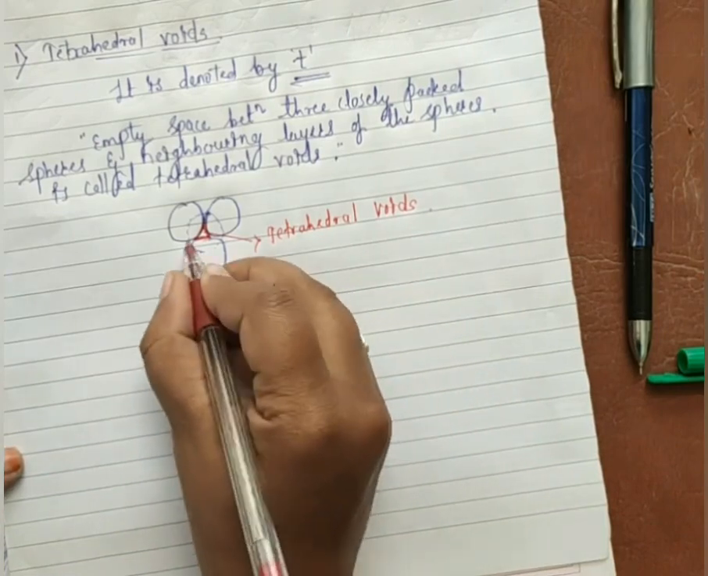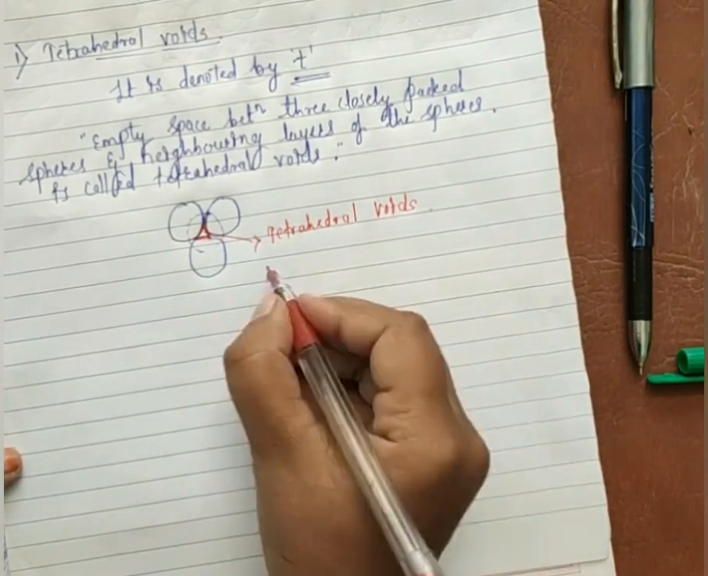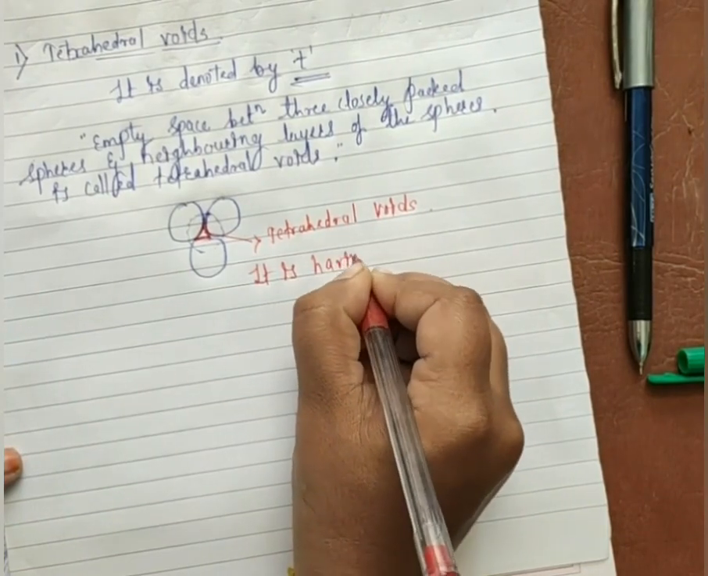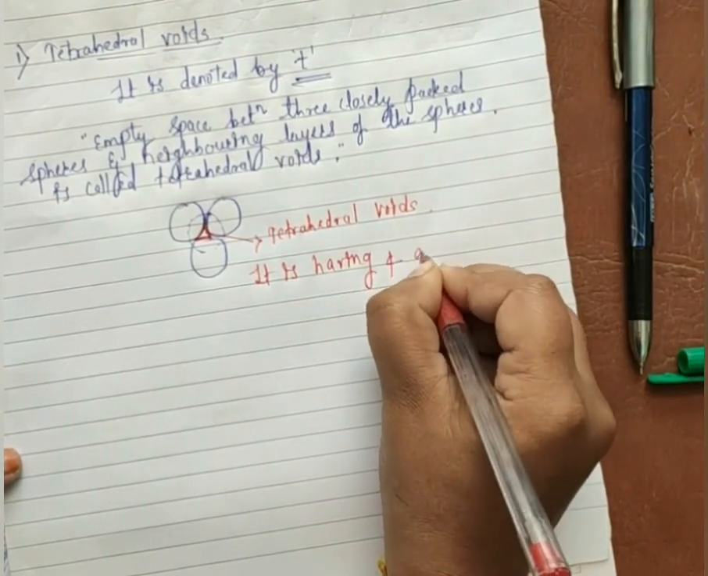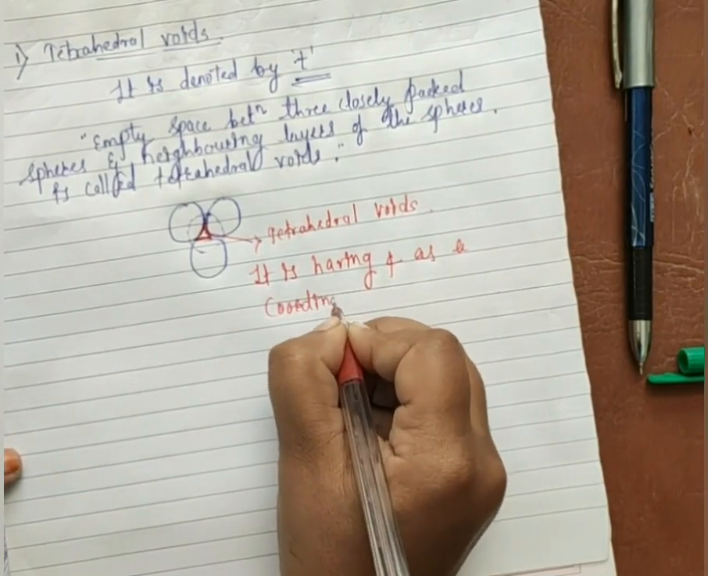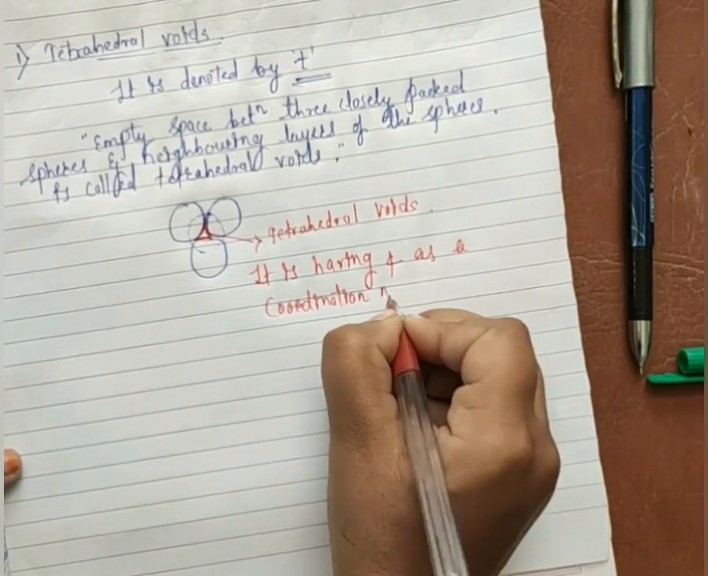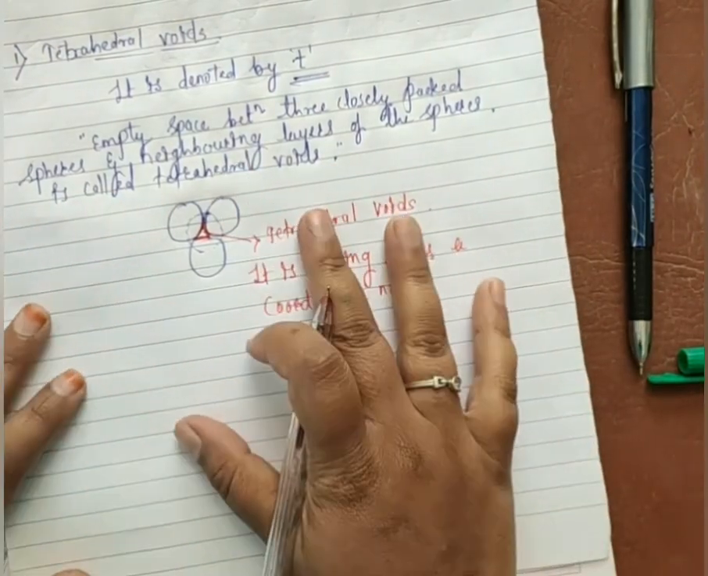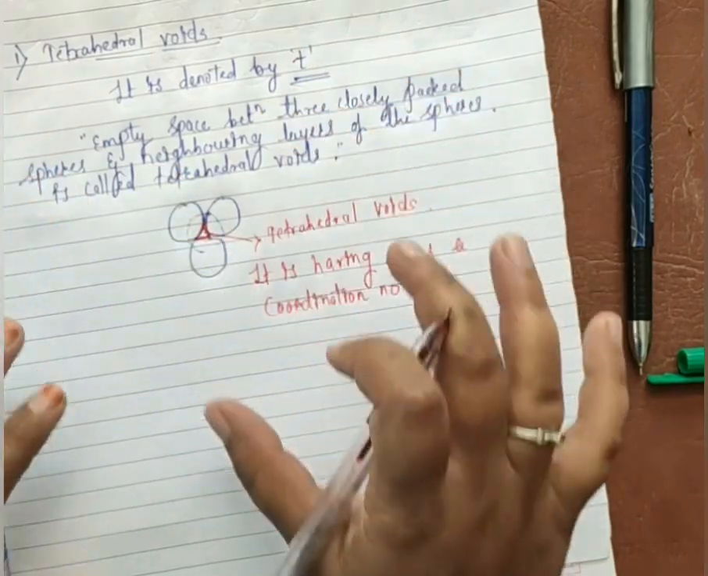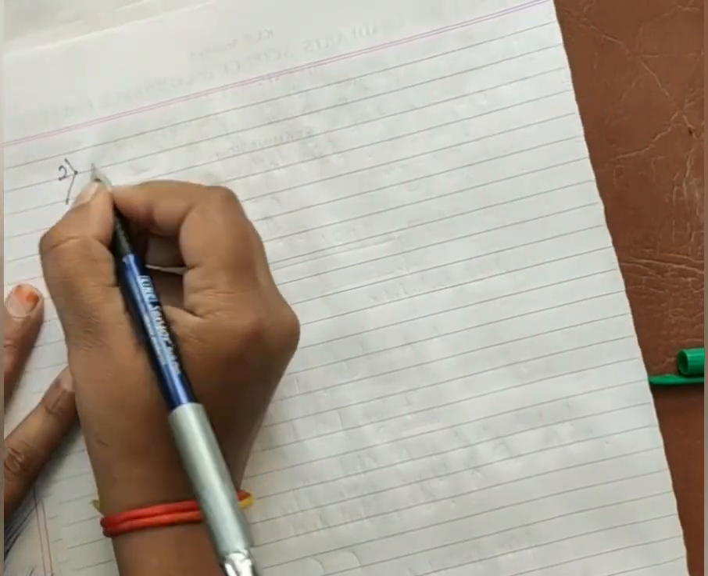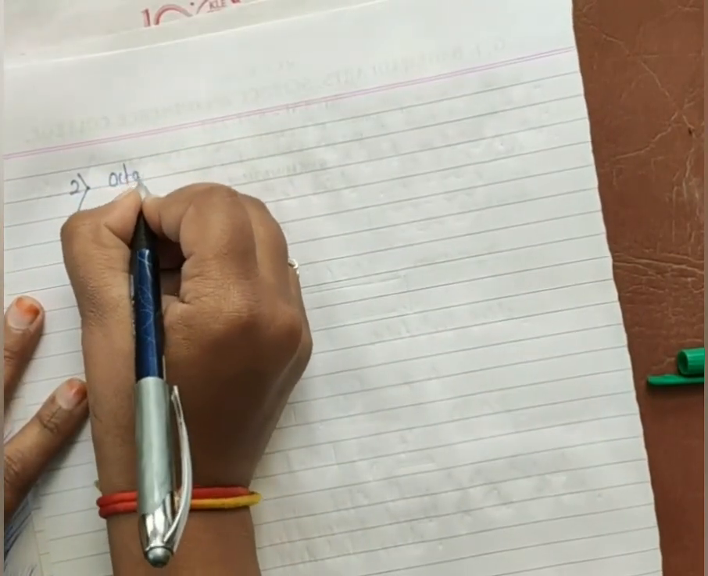It has 4 as its coordination number. This is about your tetrahedral void. Now we'll move towards the next one, the octahedral void. Second will be the octahedral void.